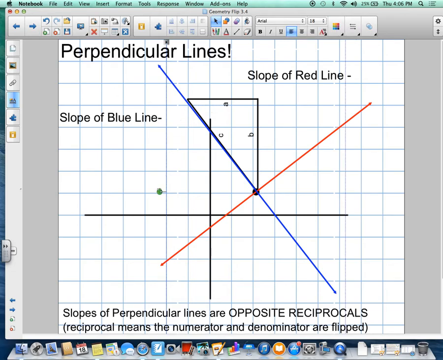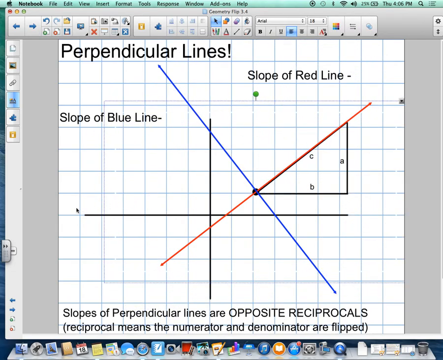Okay, so perpendicular lines. So I'm going to rotate this back. Let's say I'm going to tell you that these lines are in fact perpendicular. These lines are perpendicular, so they form a right angle. And I'm going to say that the slope of this red line is, so we're going to go rise. We rose A, whatever that is. We don't know the number, but we'll say we rise A units, and we're running, change in x's, B units.